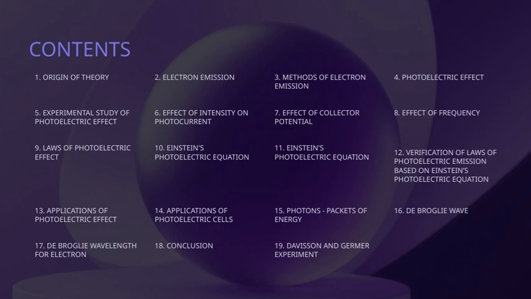Furthermore, the effect of light intensity on photocurrent is explained. While intensity affects the number of emitted electrons, it doesn't change their maximum kinetic energy. The laws of the photoelectric effect define the fundamental principles governing this phenomenon. The experimental study of the photoelectric effect provides the empirical evidence that supports these theories.